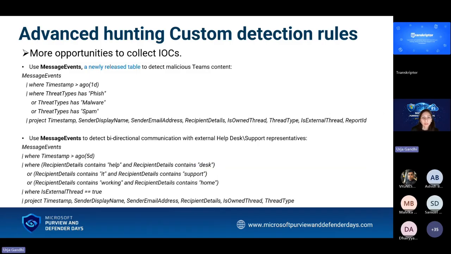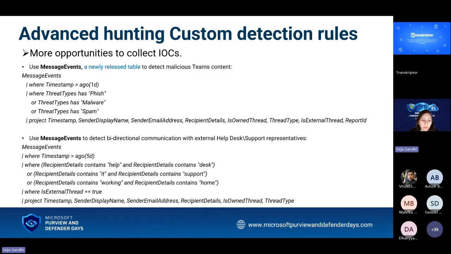And then similarly, in the custom detection rules, there are a whole lot more opportunities to collect these IOCs, but I wanted to highlight a couple of them here. We have a fairly newly released table called message events. Even in message events, you can search for different threat types like phish, malware, spam, and then again add it with your sender display name, email address, recipients, etc.